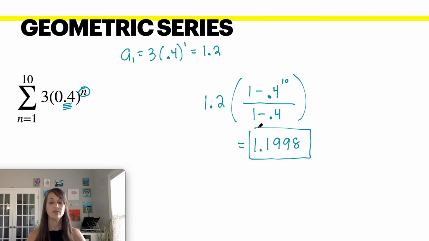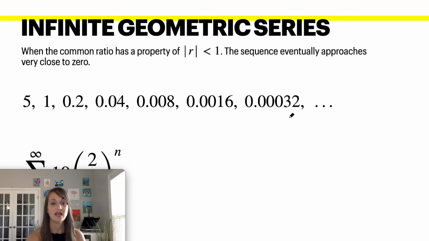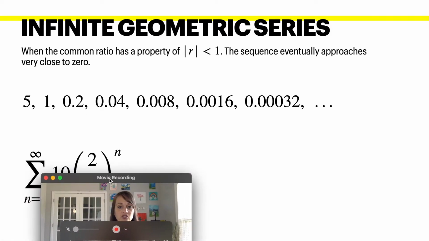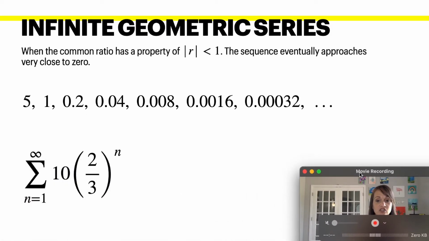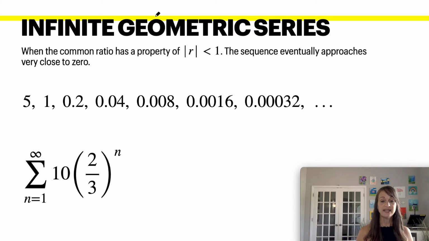Please don't forget to put additional parentheses around the numerator and additional parentheses around the denominator. Now, there is one other thing I want to talk about in geometric series, and that is an infinite geometric series. An infinite geometric series is when the common ratio has an absolute value that's less than 1, meaning it has to be between -1 and 1.